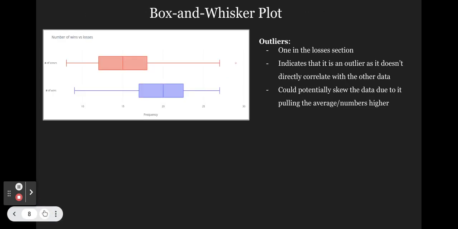Box and whisker plot. There's one outlier in the loss section. We know this because the small dot on the right is not connected with the line. Since it is far off from the other data, this would indicate that it is an outlier because it doesn't directly correlate with the other data, and it would potentially skew the data due to pulling the average and numbers higher.